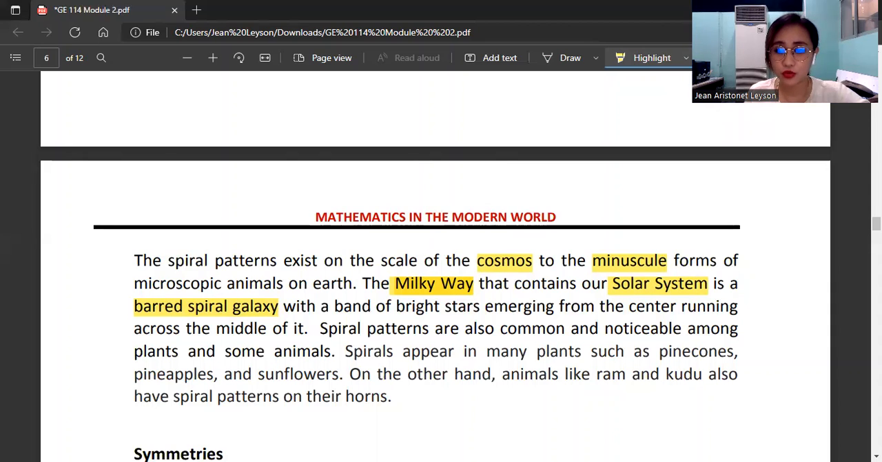Spiral patterns are also common and noticeable among plants and certain animals. Spirals appear in many plants such as pine cones. Are you familiar with pine cones? Pineapples and sunflowers too. There are certain spiral patterns that can be found on those plants. On the other hand, animals like ram and kudu also have spiral patterns on their horns. Have you seen a ram? Its horns are in a spiral pattern.